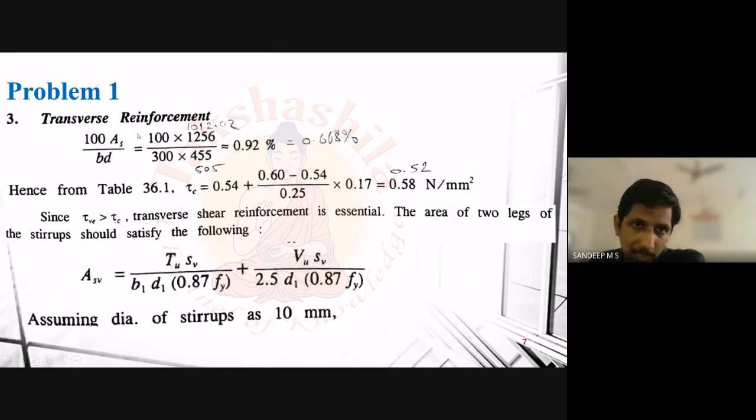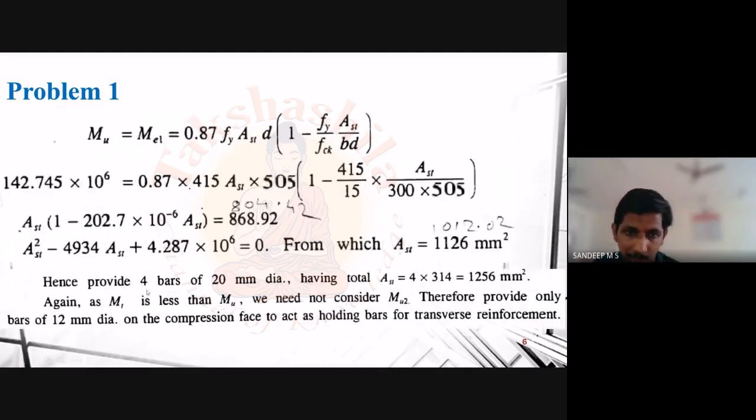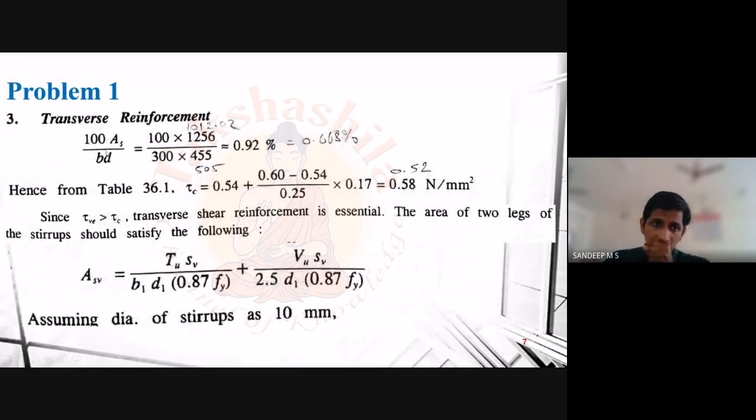After that, you have to design for transverse reinforcement also. So, moving on to the design for transverse reinforcement. Now we have completed the flexural reinforcement, and we know there are 4 bars of 20 mm diameter provided on the flexural side. Based on this AS, we can calculate the value of 100 AS by BD, because in order to calculate the value of tau C, we need this value. Then we can calculate tau C with respect to this 100 AS by BD and the grade of the concrete from the corresponding table.